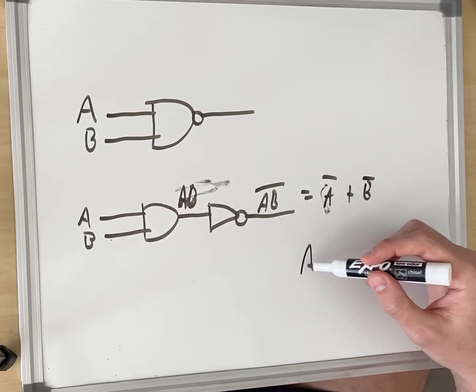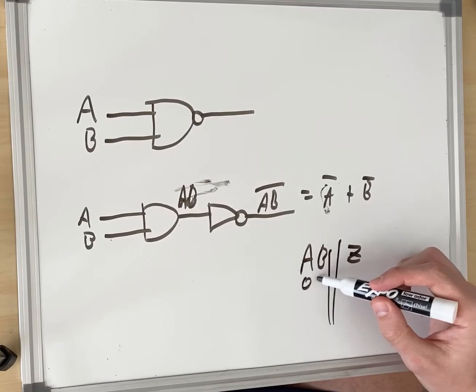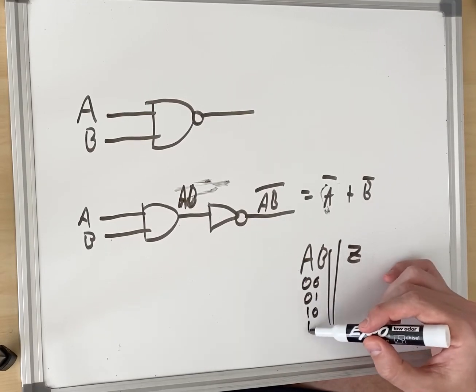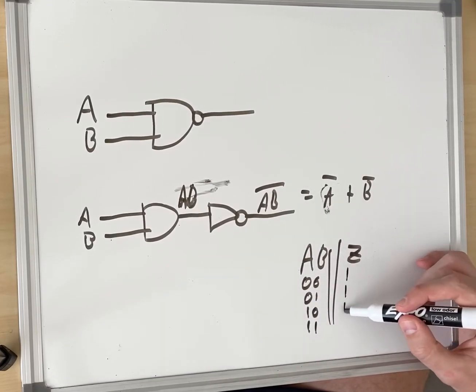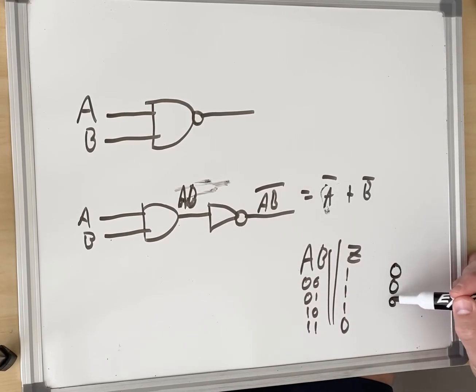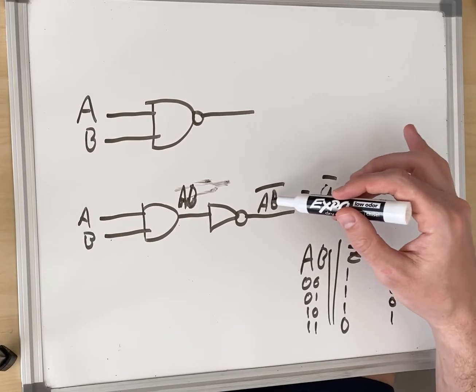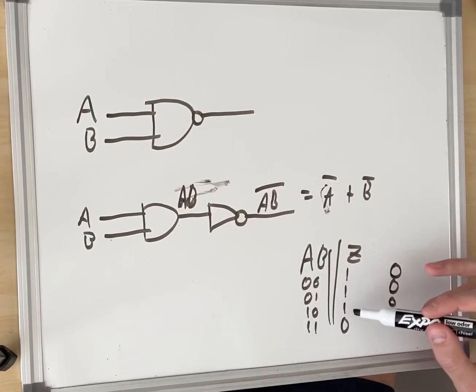And our truth table would look something like this. 0, 0, 0, 1, 1, 0, 1, 1 would give 1, 1, 1, 0. Basically the opposite of an AND gate. Remember, an AND gate would have been 0, 0, 0, 1. It's only a 1 when they're both 1. Well, now it's the opposite because it's not (A and B). So it's a 0 when they're both 1, and it's a 1 for everything else.